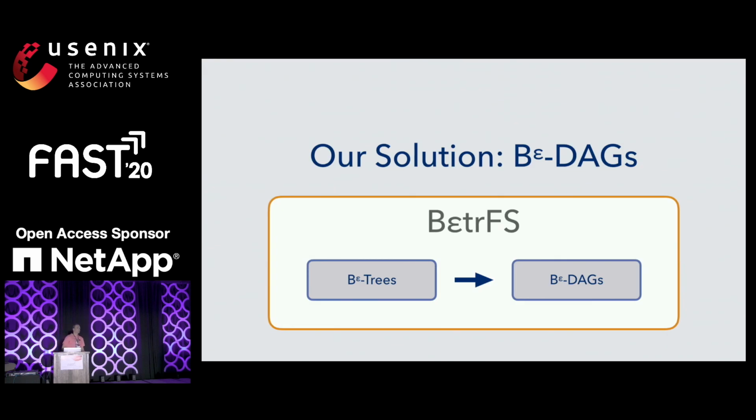So our solution to this problem is a new data structure called the B epsilon DAG. So we've been working on a research file system called BetterFS over several years, and BetterFS is based on a data structure called the B epsilon tree. What we did in this work is we took the B epsilon tree and we turned it into a B epsilon DAG, which enabled us to provide fast logical copies. We'll see how in a second.